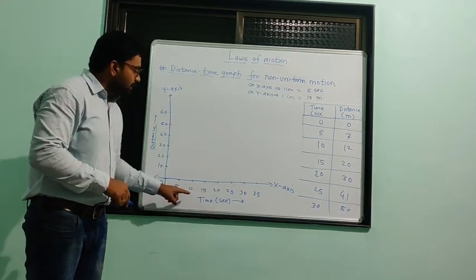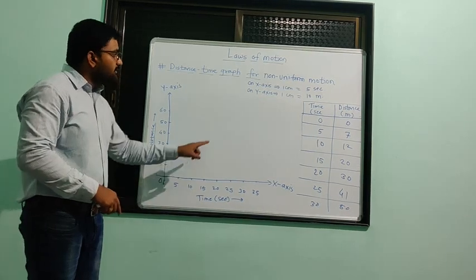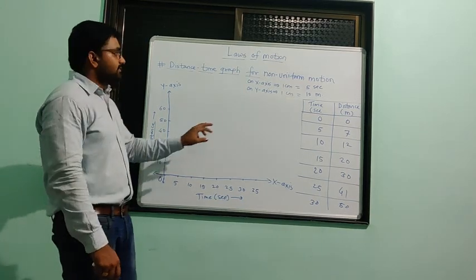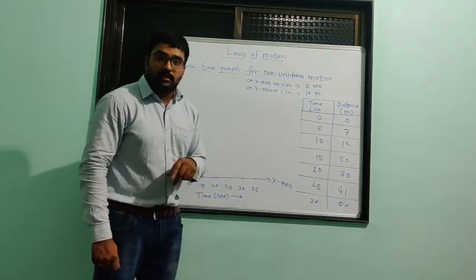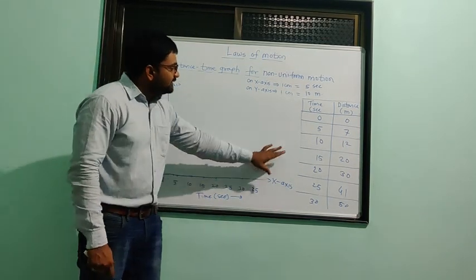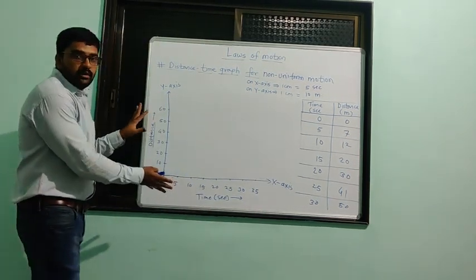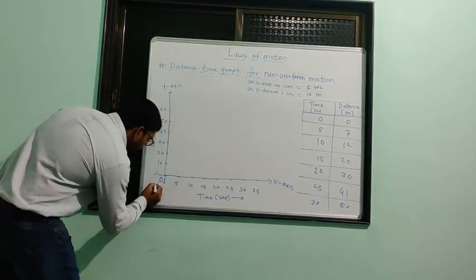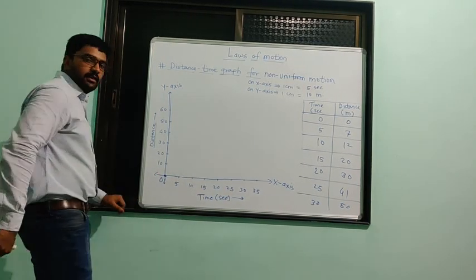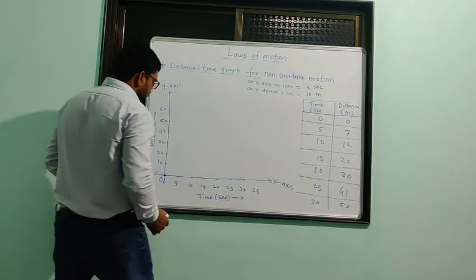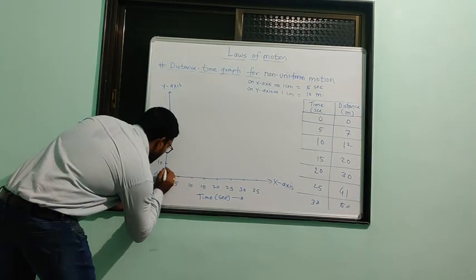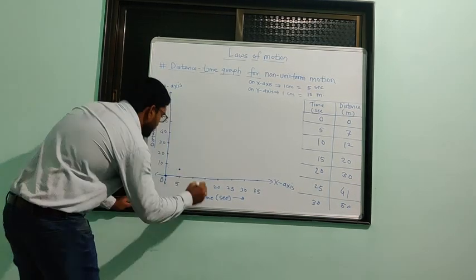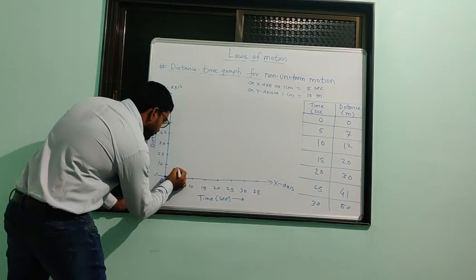On the x-axis we represent time, 1 centimeter is equal to 5 seconds, and on the y-axis we represent distance, 1 centimeter is equal to 10 meters. By using this data we have to plot the points on the graph and see what happens. First is 0, 0, the first point is here. Second is 5, 7: at 5 seconds, 7 meters is somewhere here.